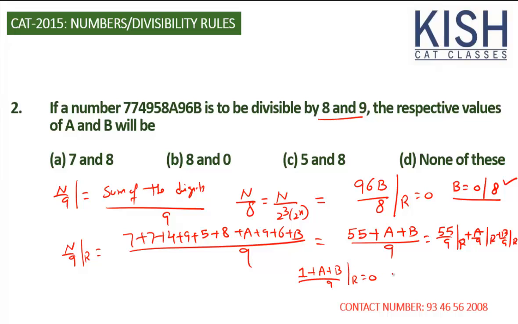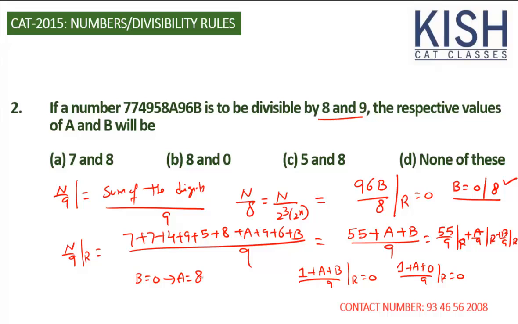Now we have no idea about what A is, but we do have some idea about B. B can take two values: one value is 0 and the other value is 8. Let's take one value. If B equals 0, then it's 1 plus A plus 0 by 9, the remainder is 0. In such a case, 1 plus A, so A must be 8 here. So if B equals 0, then A equals 8.